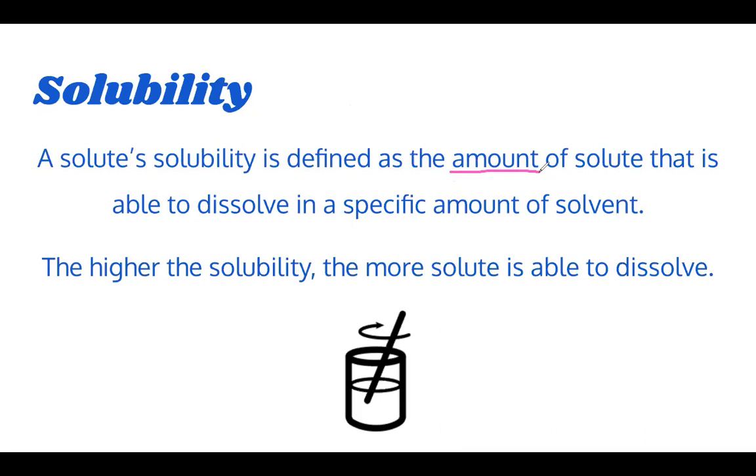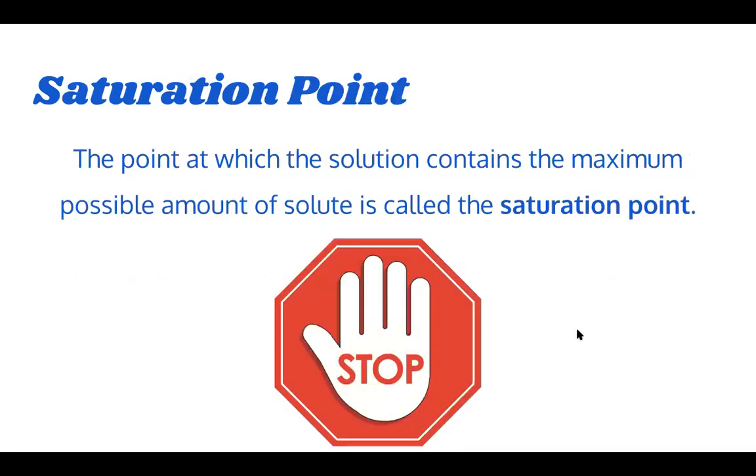Okay, there is a limit to the amount, right? You can't add an infinite amount of sugar to a cup of tea. It will not all continuously dissolve. Eventually, it's going to stop dissolving. That is the main idea for today. It's called a saturation point.